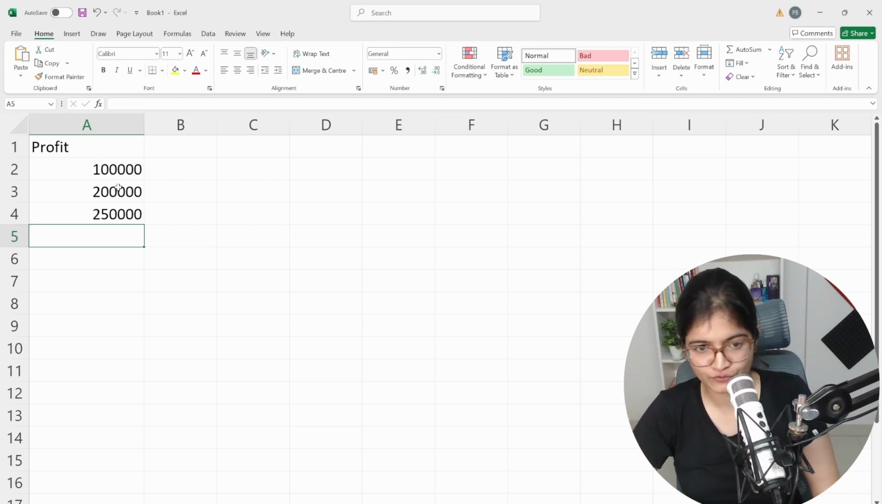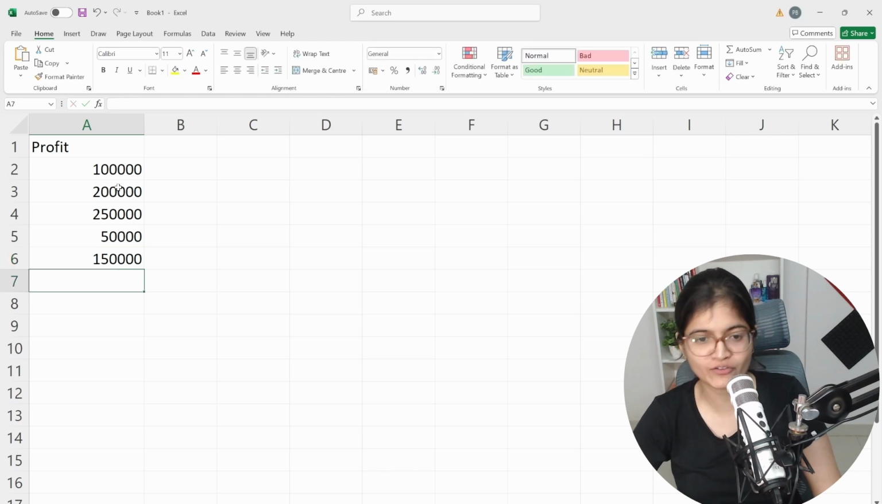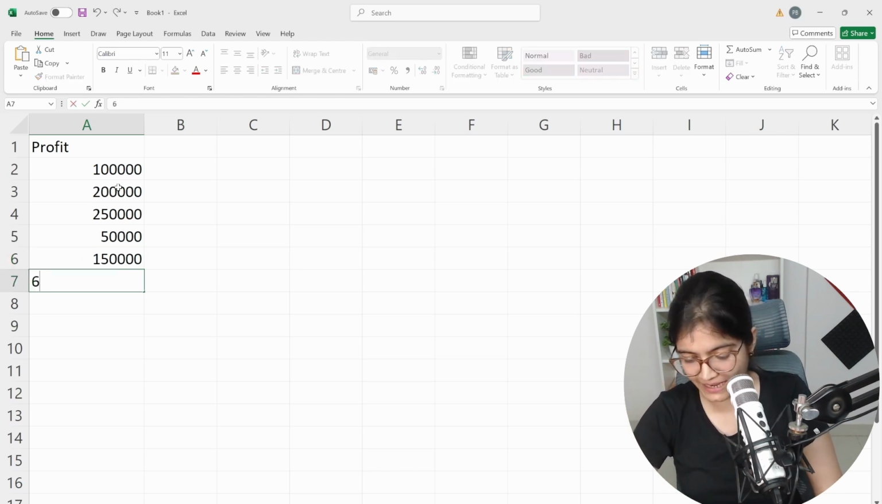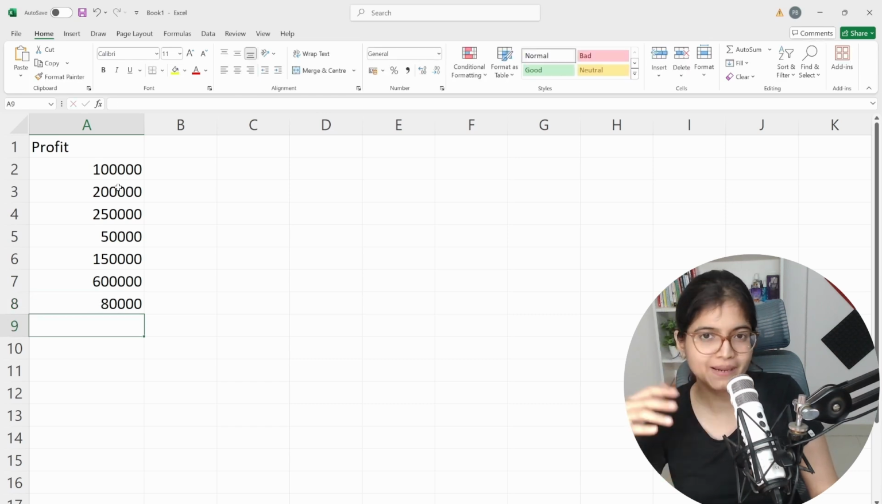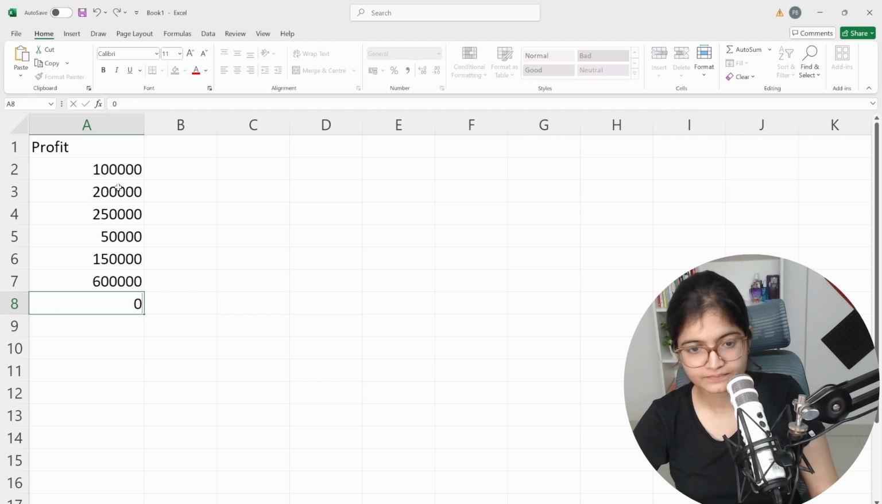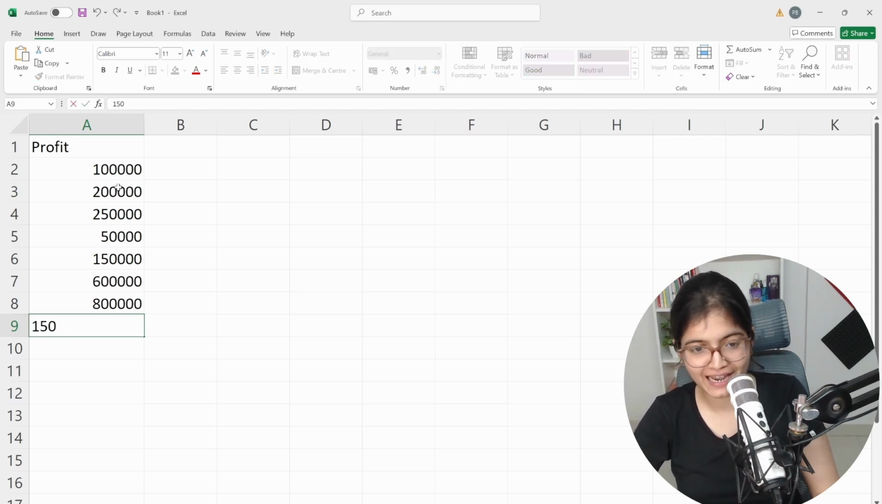Maybe let me do that for you all. Let's take here only 50,000, and then I will take again 1,50,000. Now it will become unsorted data, right? Then maybe I will be having 6 lakh as the profit. Then I will be having, let's say, 8 lakh as the profit. And then maybe I will take 8 lakh as the profit. Then maybe I will take one extreme end value, which is 15 lakh. Or maybe 1 CR. Okay?